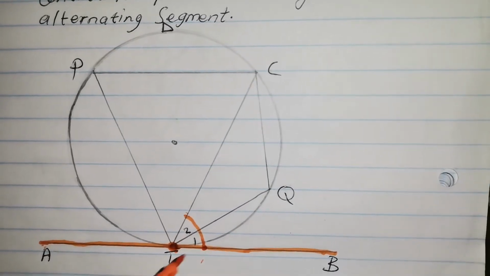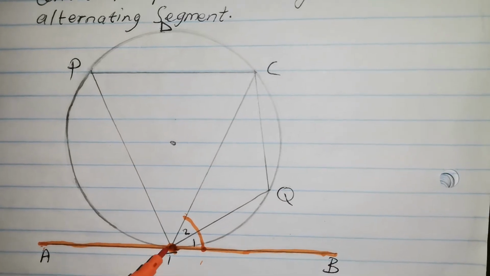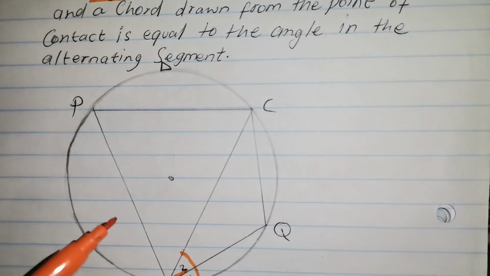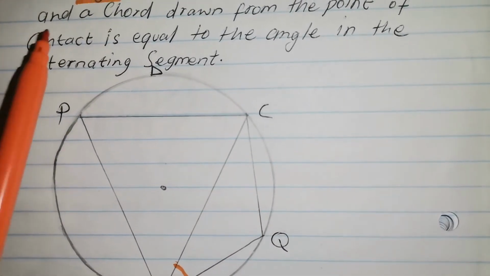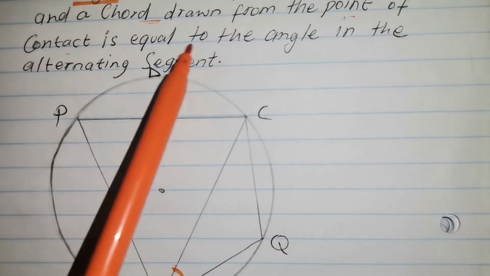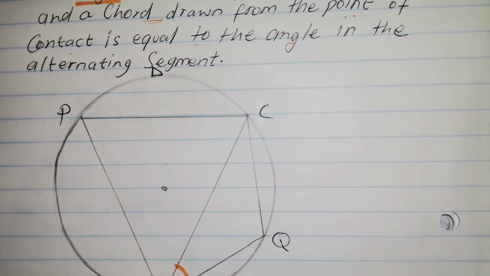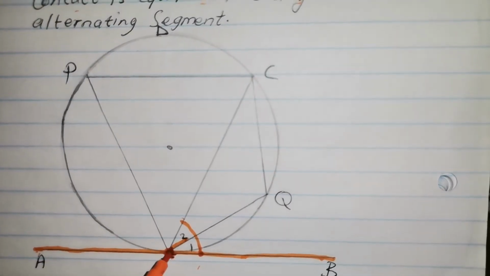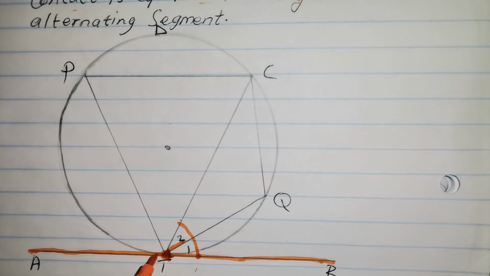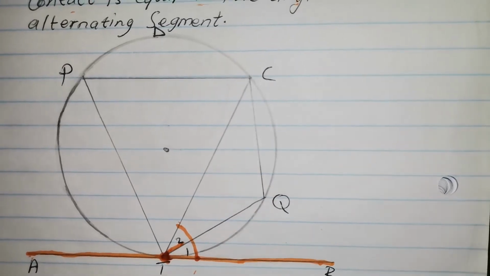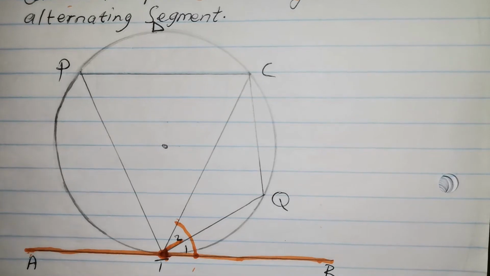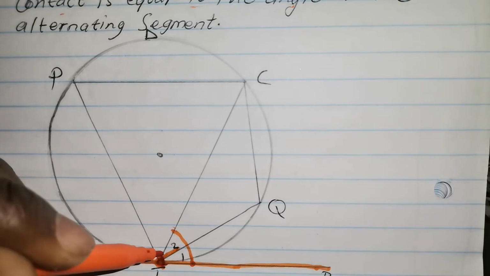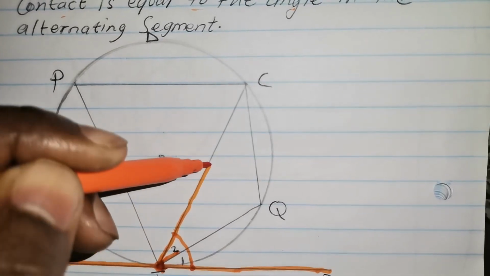It is drawn between a tangent TB and a chord. This is a chord, by the way, and not this one, guys. We have a chord drawn from the point of contact, equal to the angle in the alternate segment. I was nearly taking chord TQ, but it was going to be wrong because it is not accommodating T2. Hence, I'm going to take tangent TC, because it accommodates these two angles.